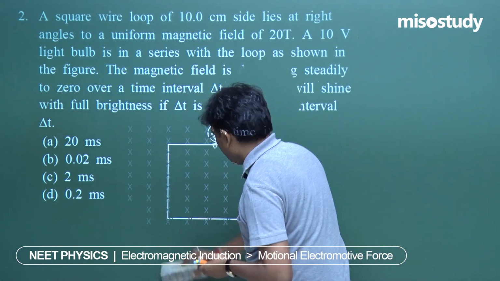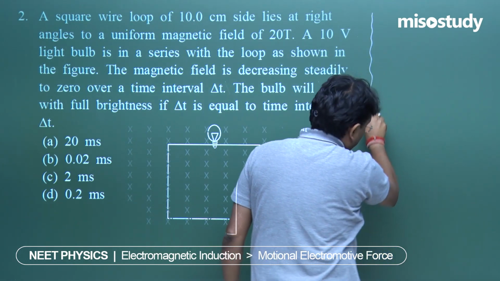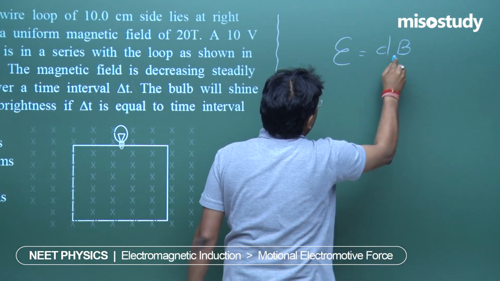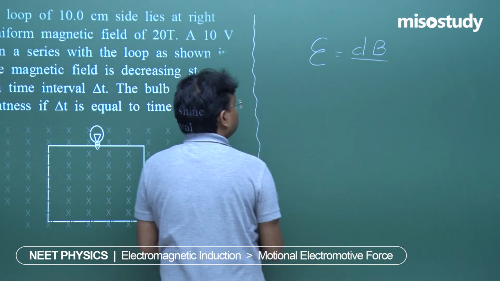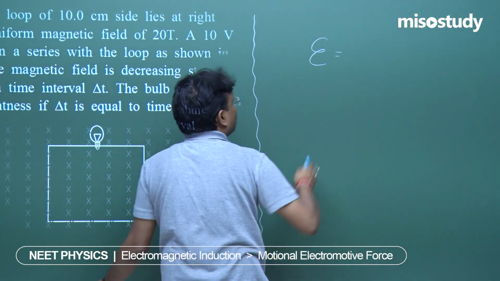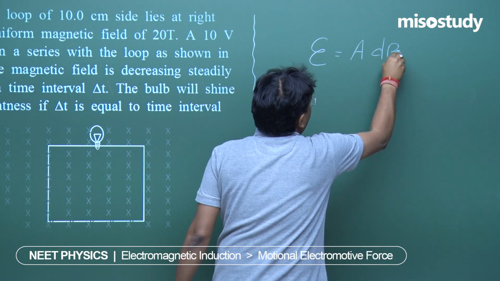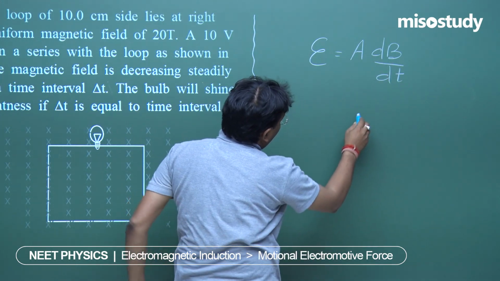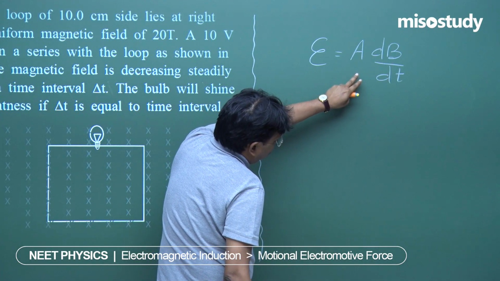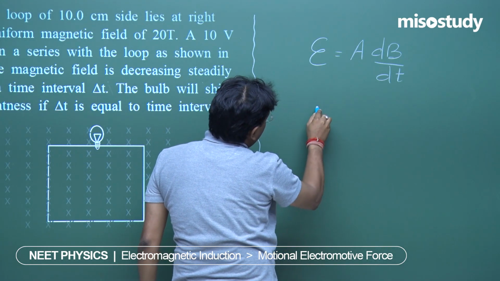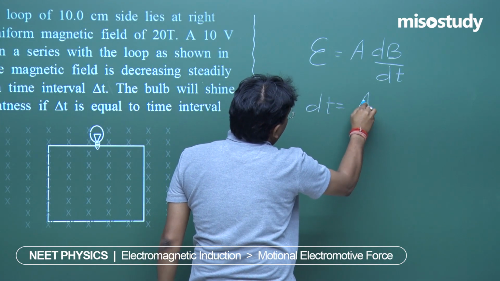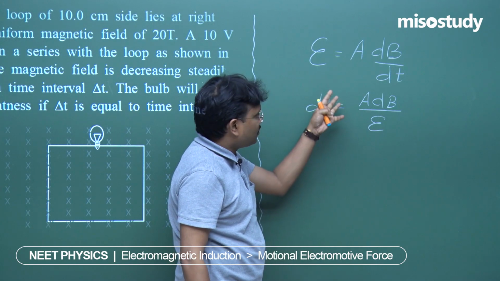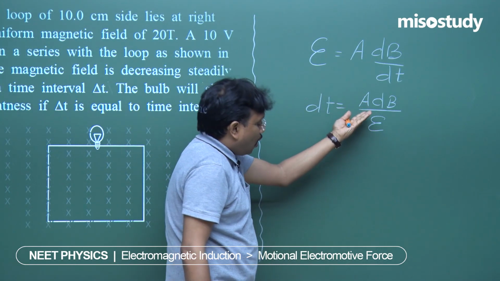So, let me write all these formulae once again for the solution of this problem. EMF equals A dB by dt. Who is changing with respect to time? This B is changing. Fine. So, what I can write down is that dt is equal to A dB upon EMF, no problem, simple, you have to find out delta t. So, all other values are given.